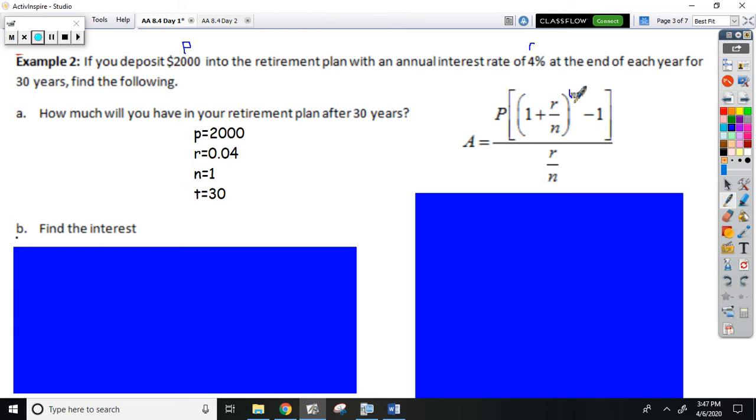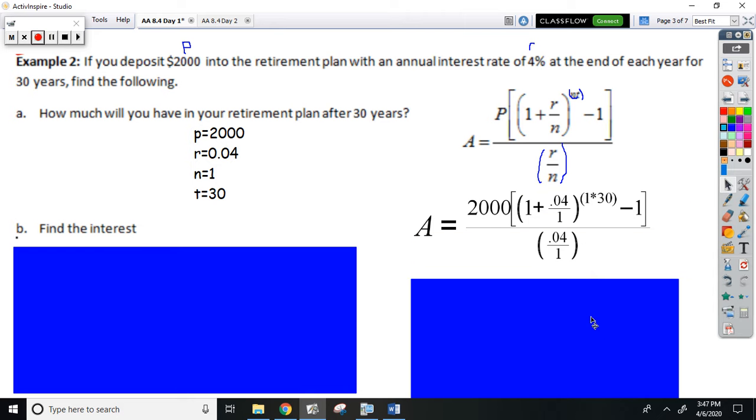So we're going to use that big formula. Again, we are going to have a set of parentheses around the nt and around the r divided by n. We're going to plug into that formula: 2,000 times the quantity 1 plus 0.04 divided by 1, to the 1 times 30 power. Don't forget this minus 1 that's in the formula. This is one thing I see students miss a lot, and then they get the wrong answer.